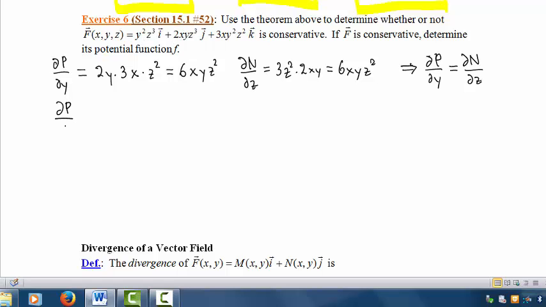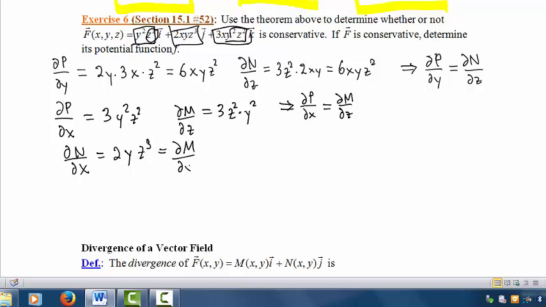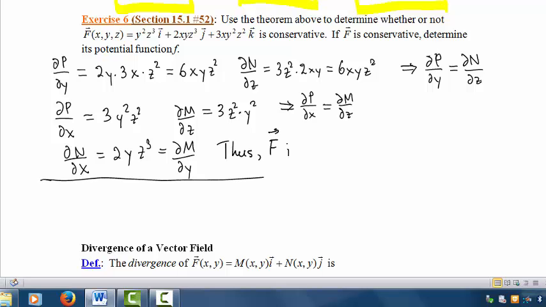The partial of p with respect to x, 3 times y squared z squared, and the partial of m with respect to z, the derivative of z cubed with respect to z is 3z squared, and then times that y squared. So we see that the partial of p with respect to x is equal to the partial of m with respect to z. And likewise, it's easy to check that the partial of n with respect to x is 2yz cubed, and that matches the partial of m with respect to y. So these 3 last sets of computations say capital F is conservative.